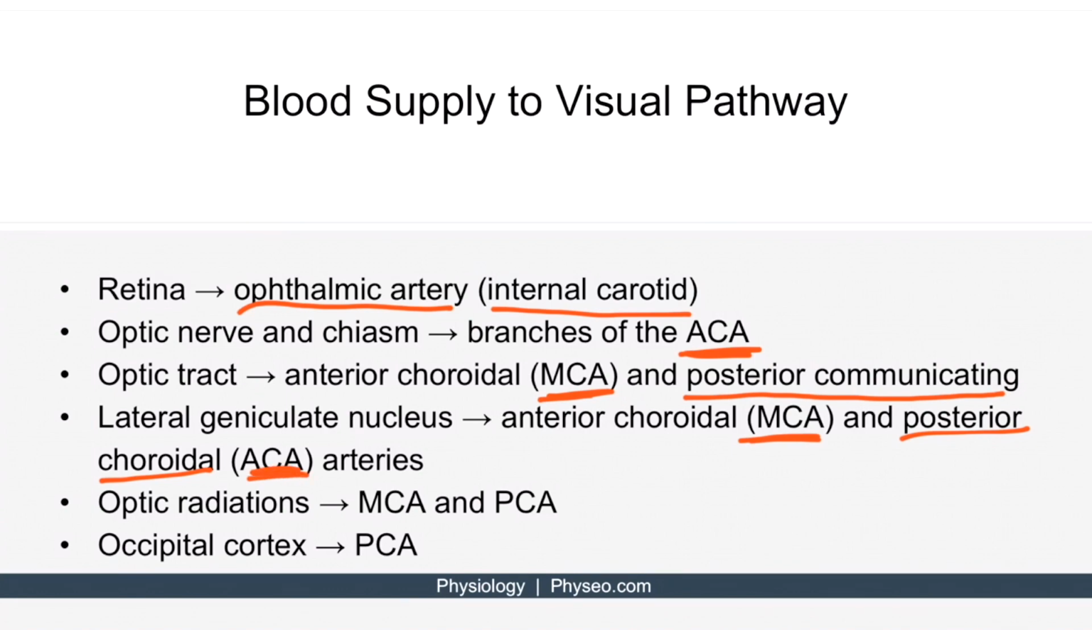The optic radiations, so the dorsal optic radiations and the Meyer's loop, are supplied by both the MCA and the PCA, and the occipital cortex is supplied by the PCA, or posterior cerebral artery.